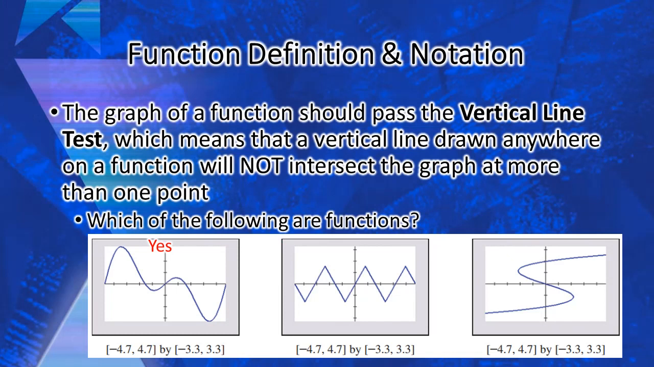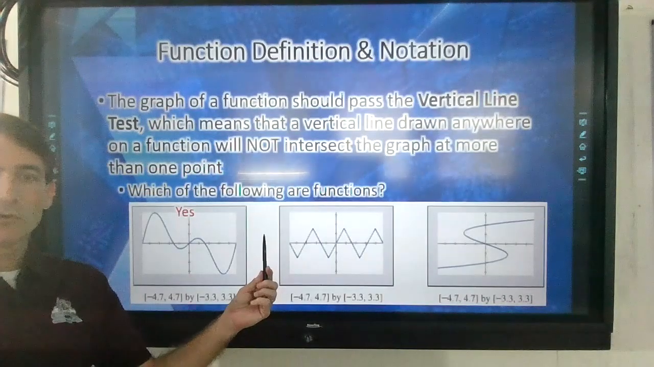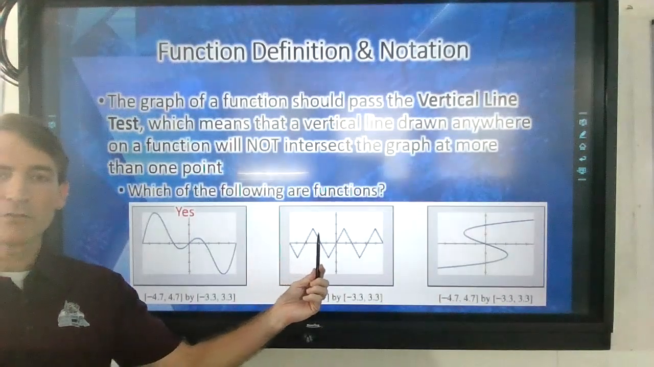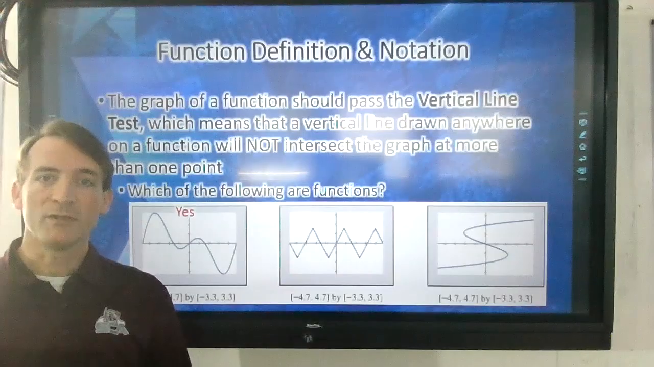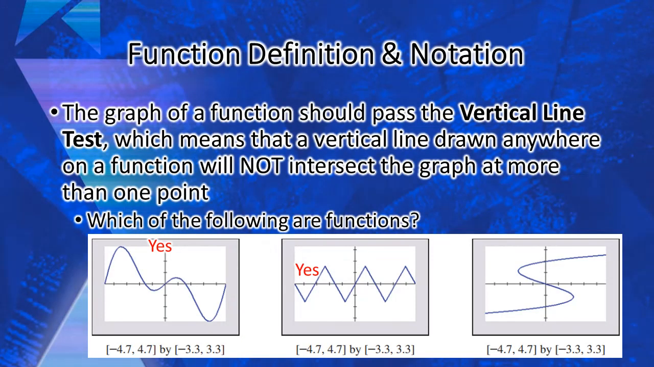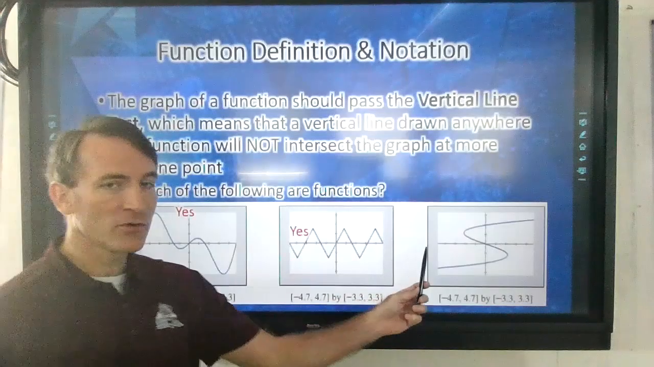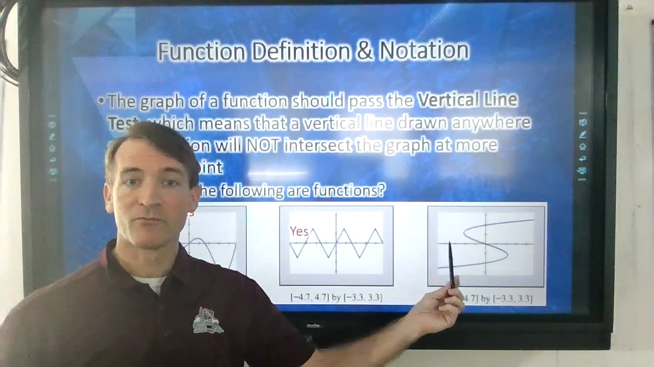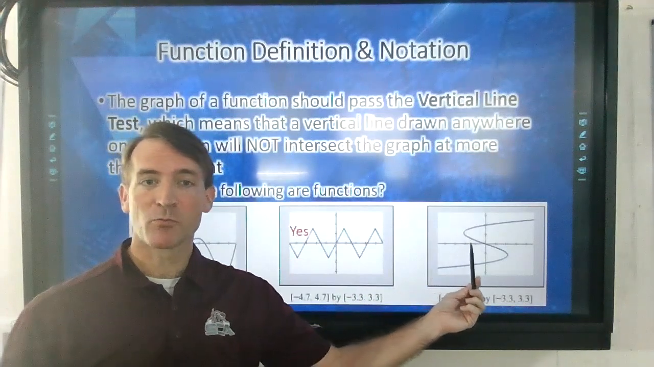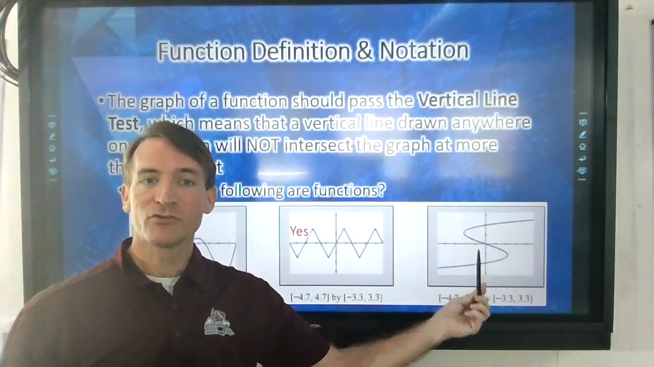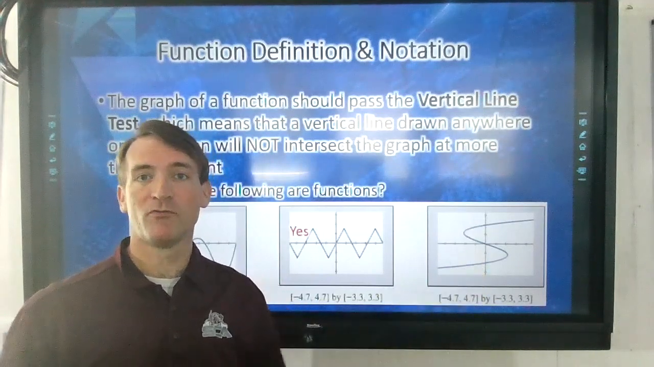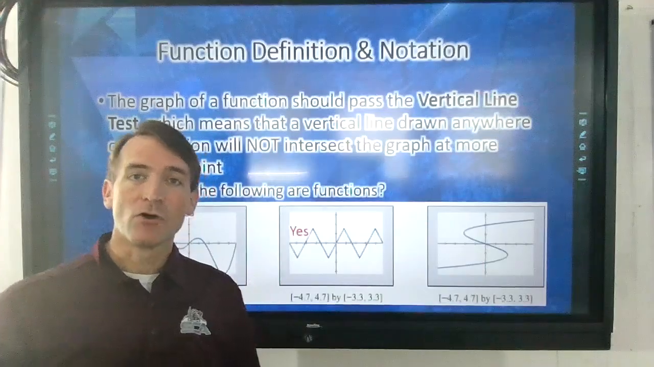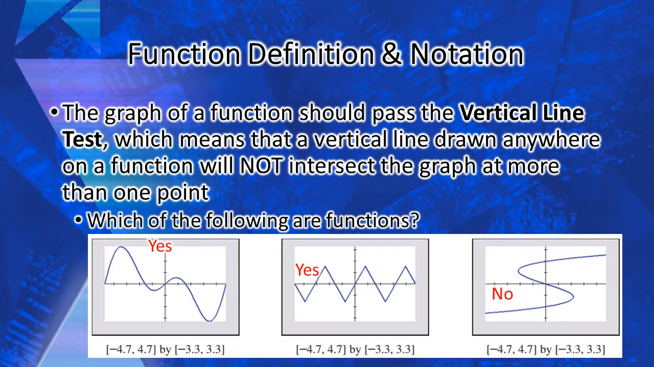If we look at the second, if we were to draw a vertical line anywhere along this second graph, we would only cross it at 1 point. So it is also a function. And then for this third graph, if we were to draw a vertical line anywhere along this portion here, eventually we would hit a point at which it crosses multiple values. And so this one here is not a function.